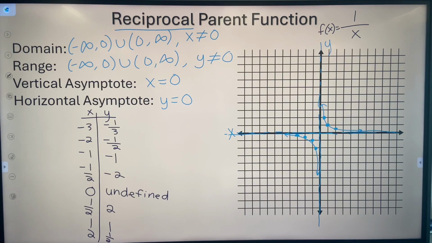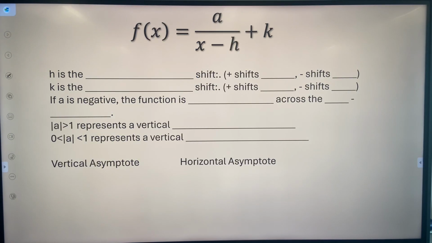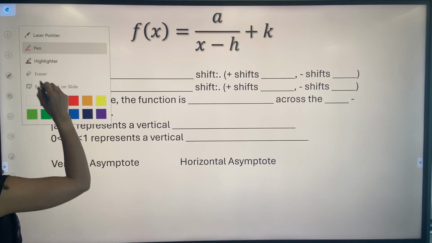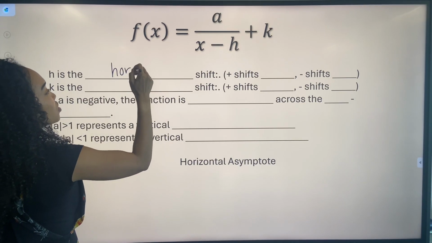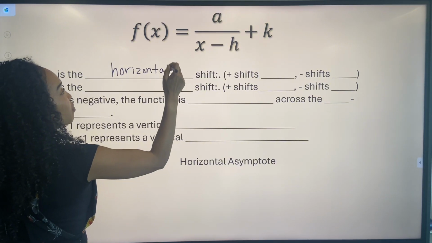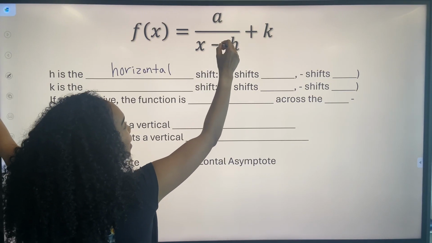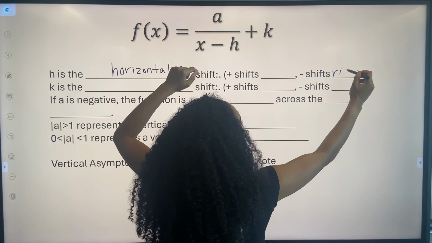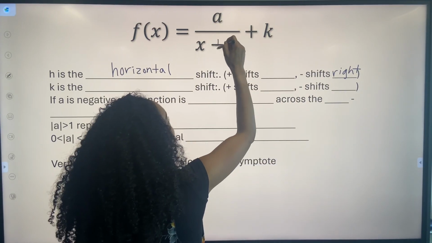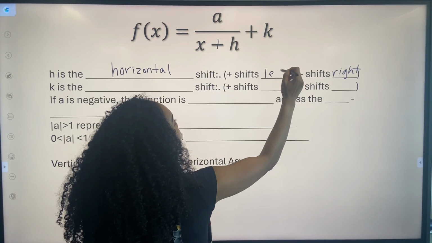All right, so you guys should have already filled out this part. This is a review. We do this every unit. So H, what did you guys put for H? H is the horizontal shift. And if you have a minus sign right here, where would it go? To the right. Yep, to the right. And if this was a plus sign, where is it going? To the left.